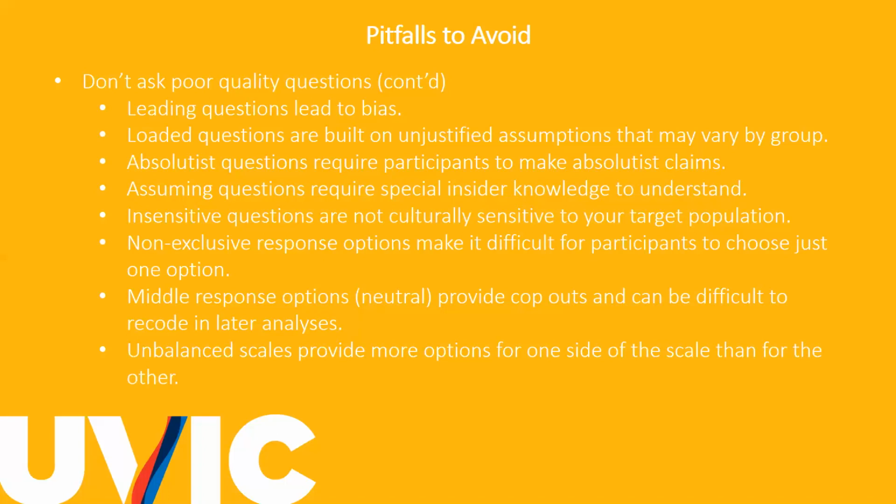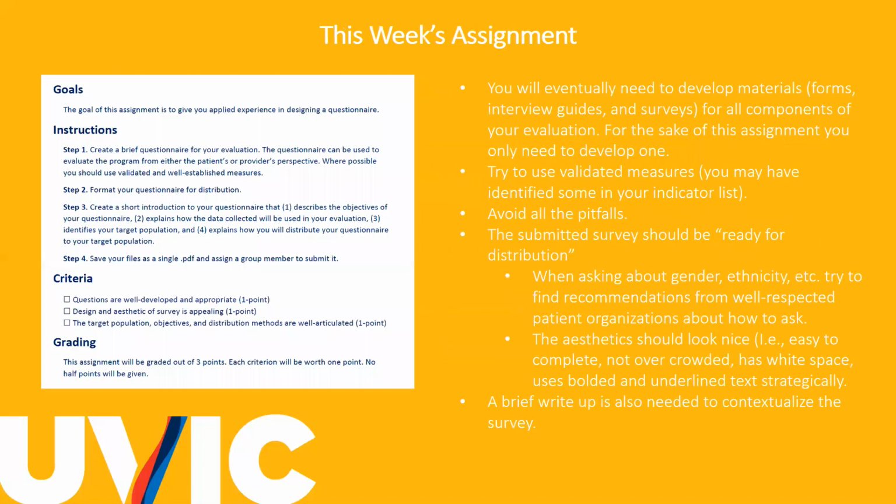And finally, the use of unbalanced scales. You often see this with Likert scales. Unbalanced scales basically provide more options for one side of the scale than for the other. So maybe you have strongly agree, somewhat agree, agree, disagree, strongly disagree. You notice there were 3 options that allowed somebody to agree, but only 2 to disagree. That's an unbalanced scale, and it biases the scale in the direction of the imbalance, so in that case, towards more agreement. Make sure that you avoid those pitfalls.